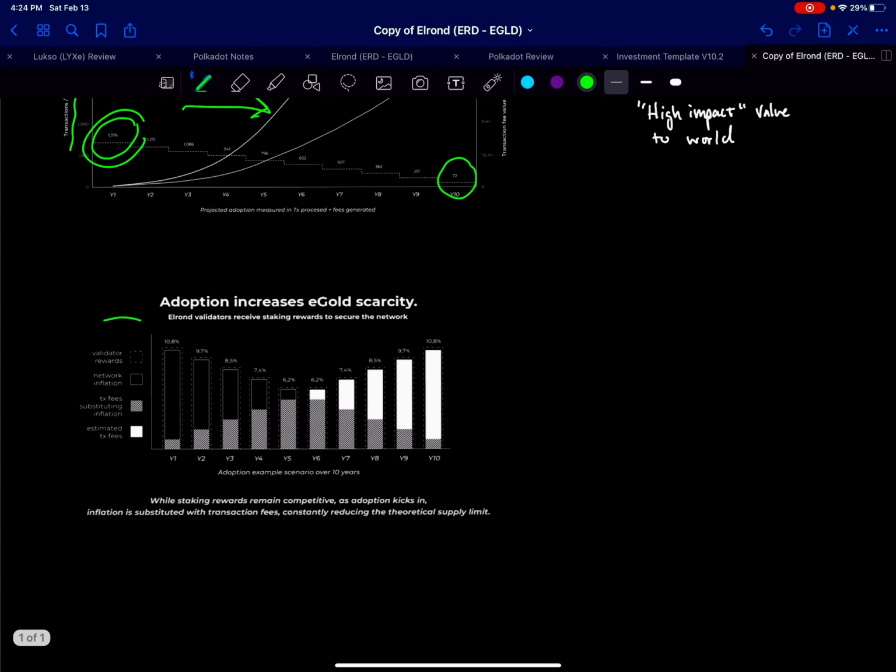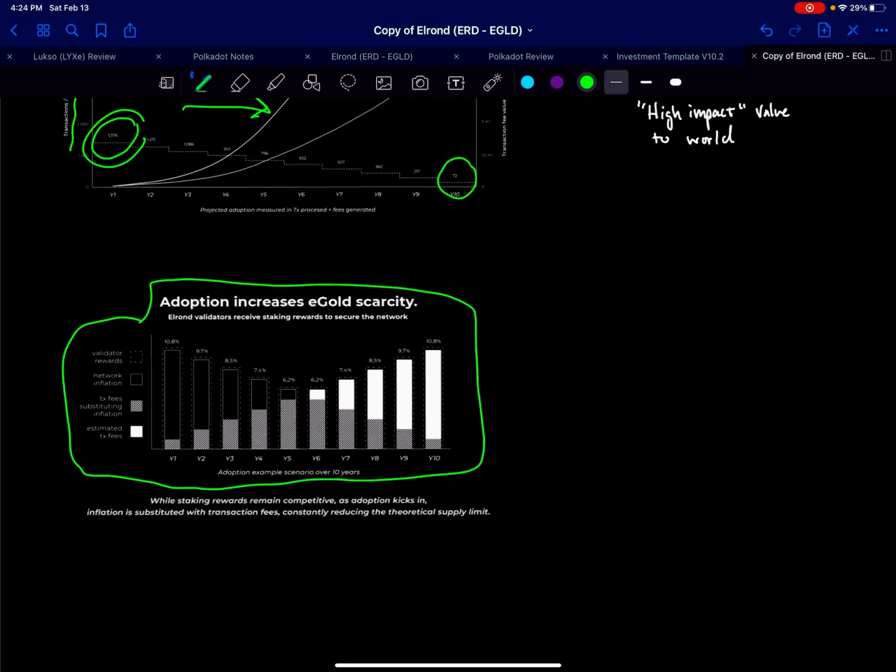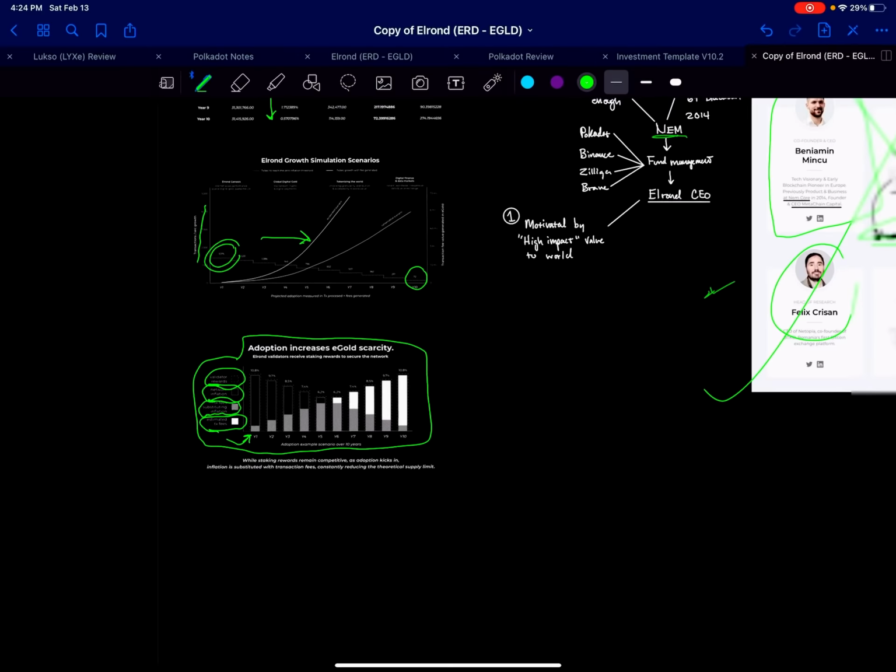So you can see here, what happens is the issuance or the inflation gets replaced with growth of the network. Transaction fees subsidizing inflation. So the higher their transaction fees are, the less inflation there will be. Eventually there won't be any inflation. So that's their goal, to have a constant supply that doesn't increase. And see, this is their estimated transaction fees. So they want to grow the network so that there's only a constant supply of EGLD.